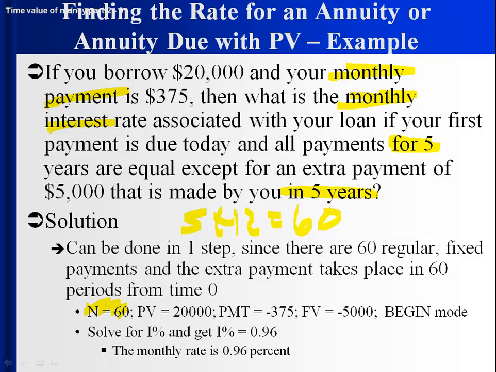N is 60. Present value is 20,000. Payments negative 375, meaning we're going to be making 60 payments of 375. We're in begin mode. They start today. That's what's going on here. And in addition, we've got an extra payment from us, negative sign, of 5,000 in 60 months, which is in 5 years. And so this line is consistent with all the information in the problem. And so the rate on our loan is 0.96% per month.